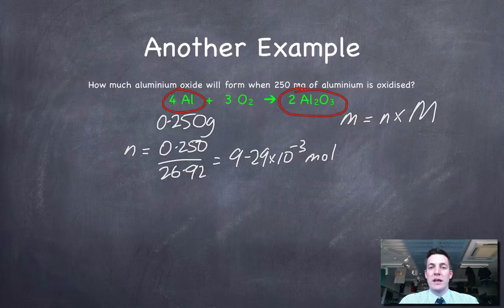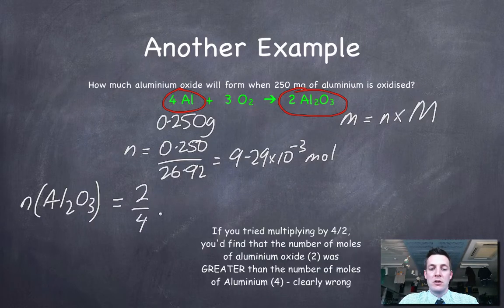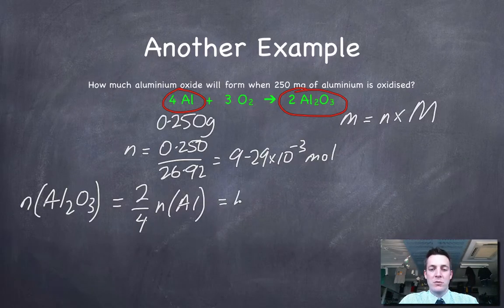I'm now going to relate that to the other substance in the balanced equation that I'm interested in. I'm just going to write an algebraic expression like the ones I was talking about in the last film and say that the number of moles of aluminium oxide, that's the one I want to know, is equal to 2/4 of the number of moles of aluminium, or in other words, it's half that number. So half of this is 4.64 times 10 to the minus 3 moles.